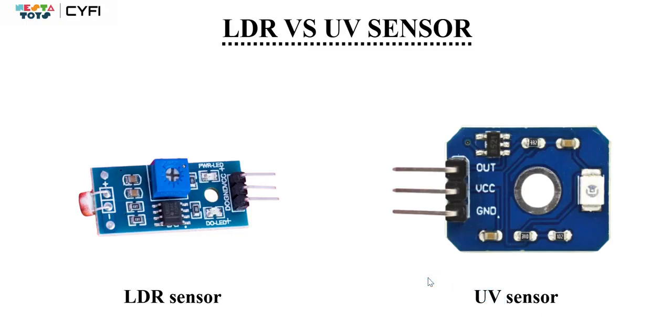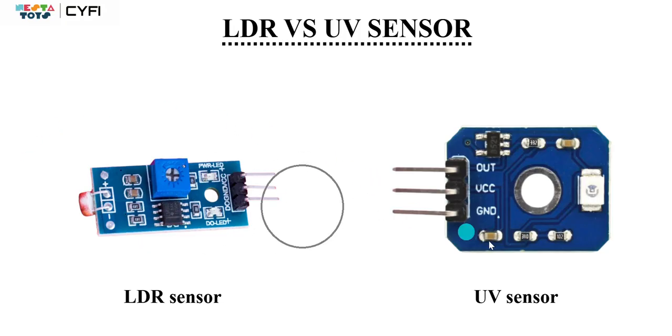Now, an easy way to remember is: the LDR is the eyes of the project, which sees how bright it is, whereas the UV sensor is the skin. It detects the UV radiation from the sunlight. In one line, we can say that an LDR sensor measures the visible light intensity, that is brightness, while a UV sensor measures the ultraviolet radiation, which is a part of sunlight that can affect our skin and health.